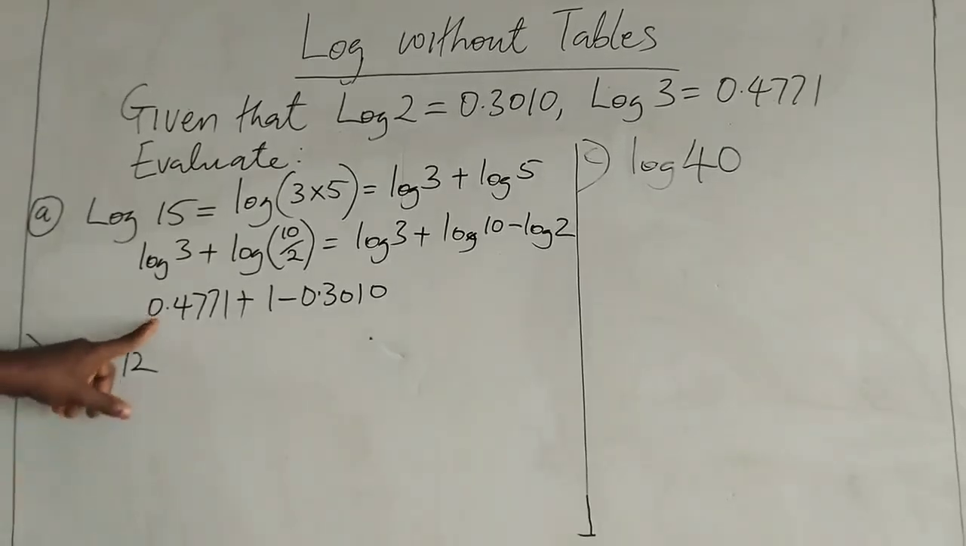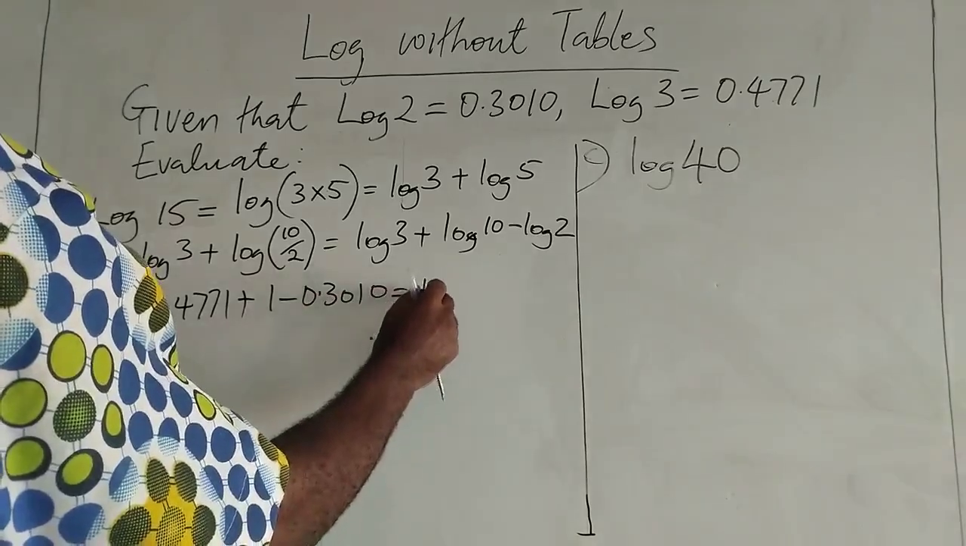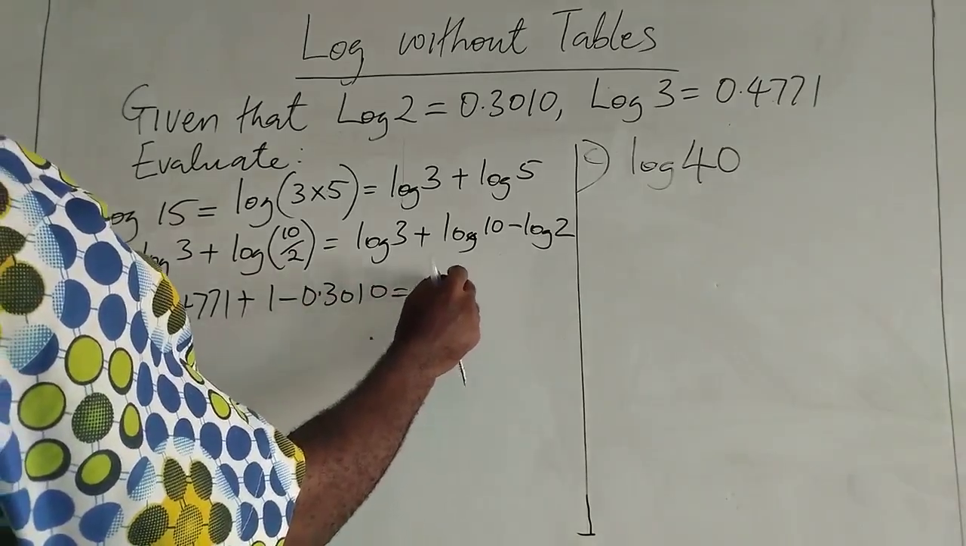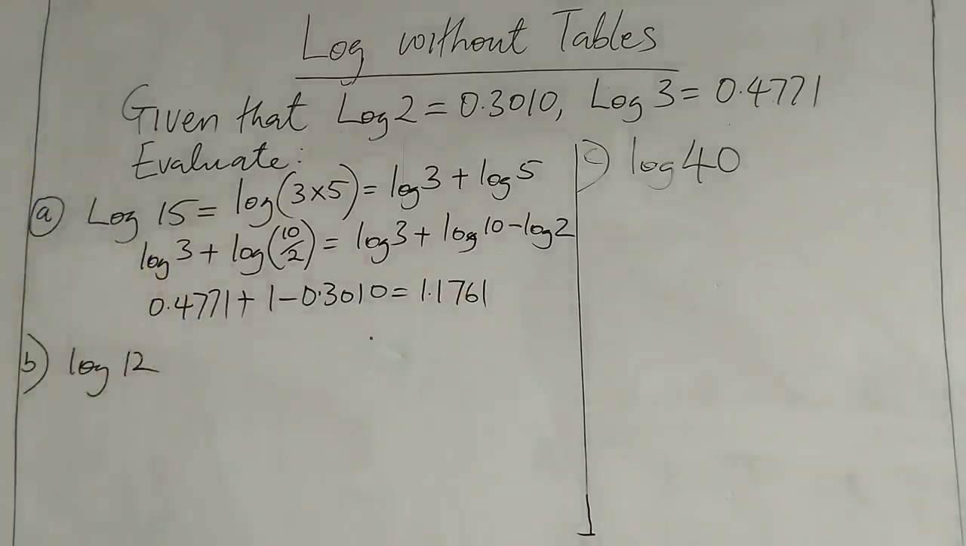Now 0.4771 plus 1 will give you 1.4771. Then subtracting 0.3010 from it, we will have 1.1761 as our answer.